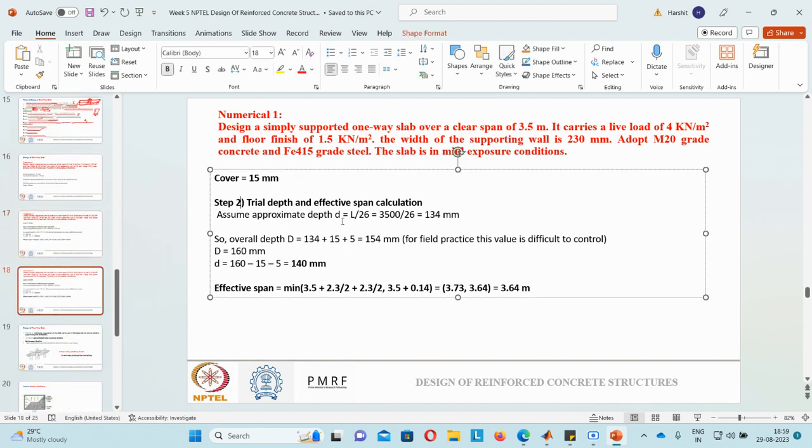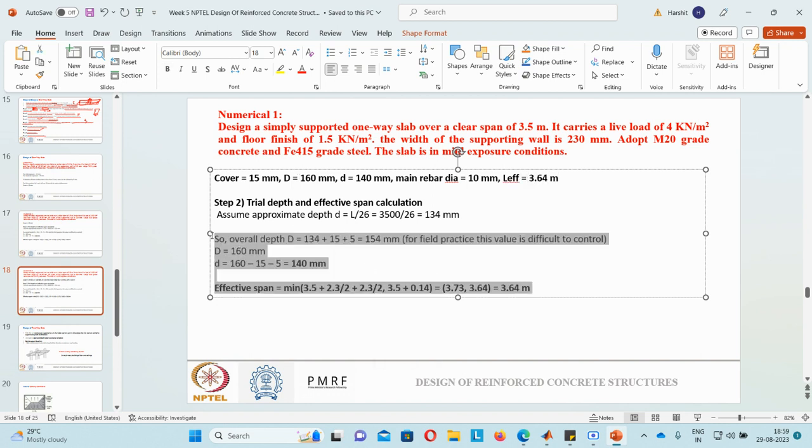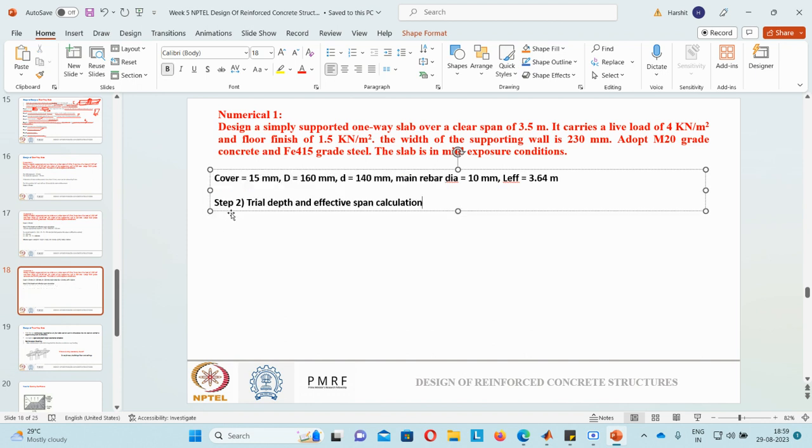Now step 2. So I will just append the values here. Capital D is 160 mm, small d is 140 mm, main rebar dia is 10 mm. Okay, and L effective is 3.64 meter. Now we'll proceed on to step 3.